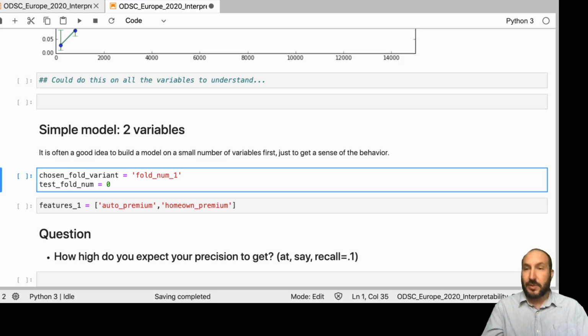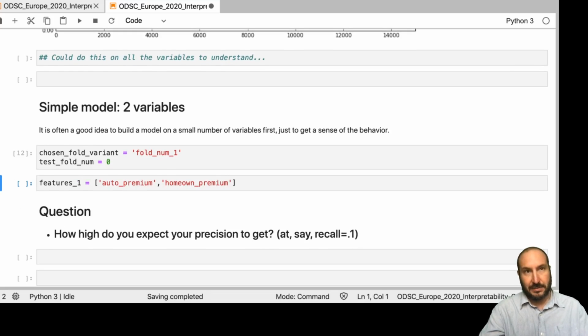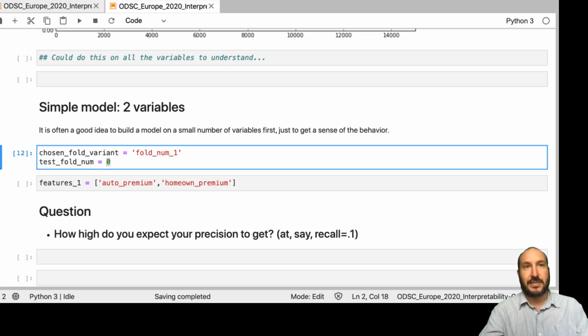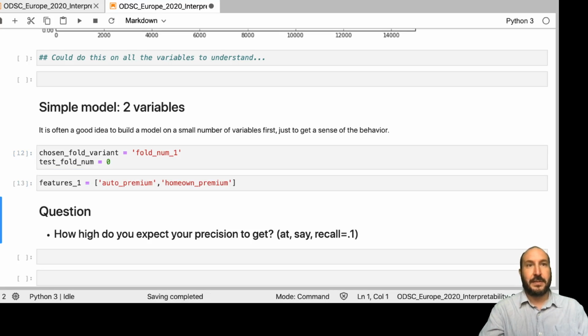And that's an important thing to understand about your data set and about the world that you're working in. So I have folds already programmed into the data set. There are fold numbers 0, 1, 2, 3, and 4 that are equally sized. I'm going to use 0 as the test fold and the other folds as the training folds. My first set of features is going to be just the auto premium and the homeowner's premium.